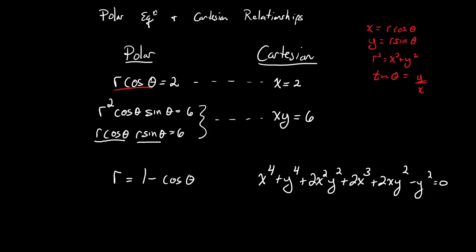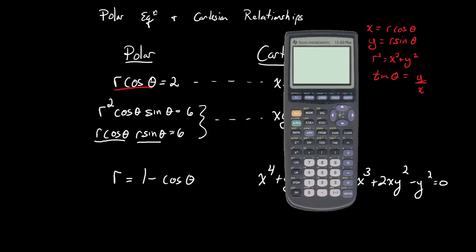And 1 minus cosine of theta, as we're going to advance through these sections, is actually going to be very easily graphed. So I'm sure some of you are on the edge of your seats about how to use the graphing calculator. So I'm going to use my graphing calculator here just to show you how I would graph 1 minus cosine of theta. I'm just going to be pretty quick about this.